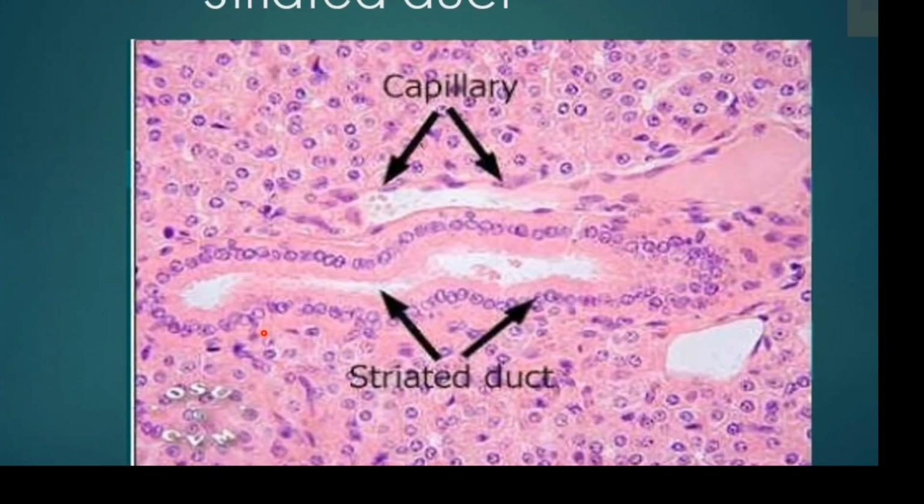Another beautiful diagram showing you the striated duct. This is the larger duct. So how can you differentiate between the intercalated duct and the striated duct? You can see these all are the serous acini. Whenever there is an intercalated duct, it will have a diameter smaller than that of the acinus, and the striated ducts will be larger than the acini, and also lined by cuboidal or columnar epithelium.